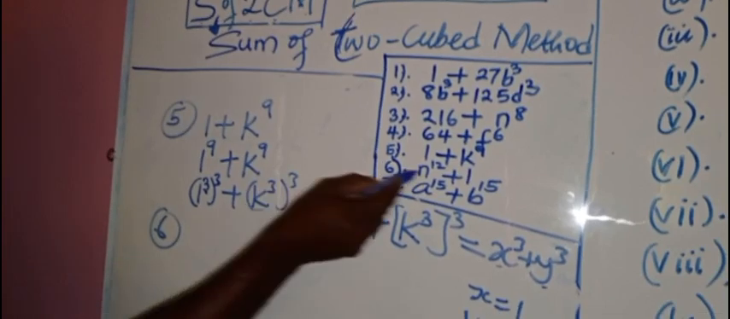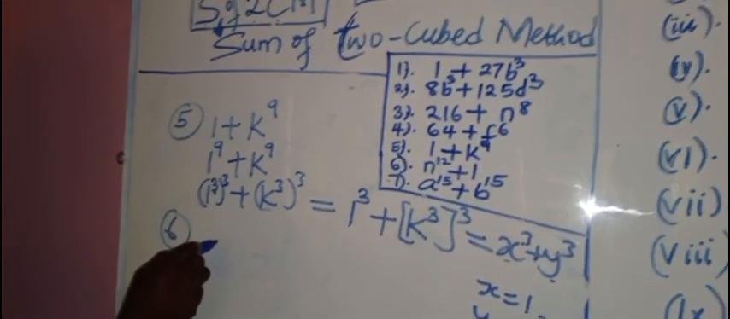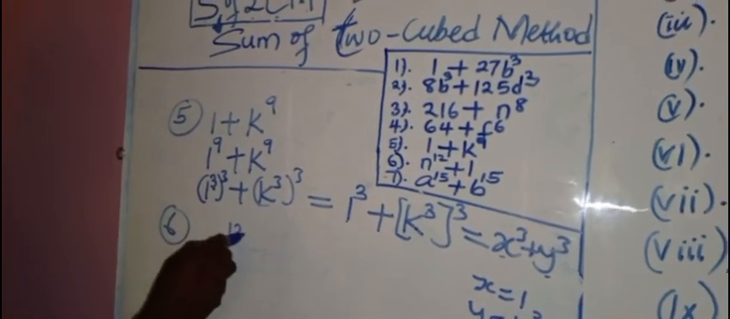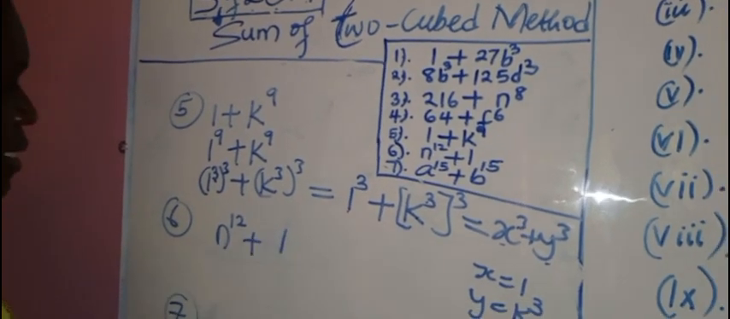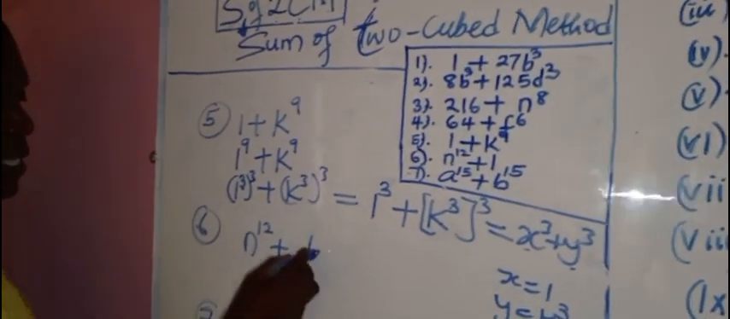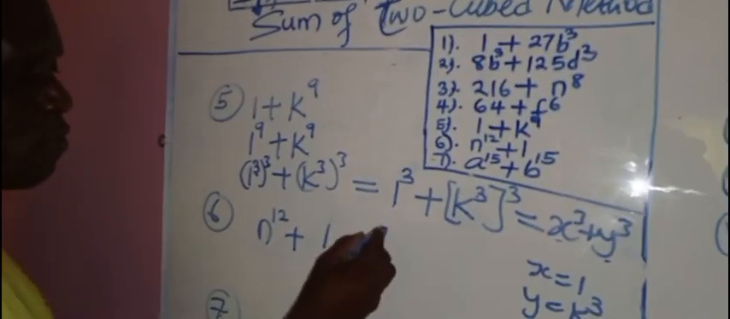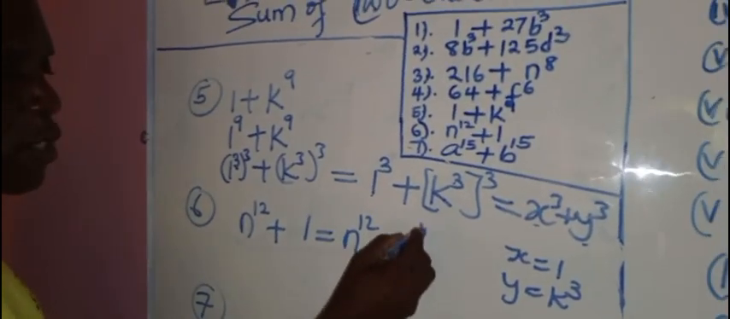Now let's look at the other one. Let me guide you in number 6. You are given n raised to power 12 plus 1. Now, I told you anywhere you see this, n raised to power 12 plus 1 raised to power 12.